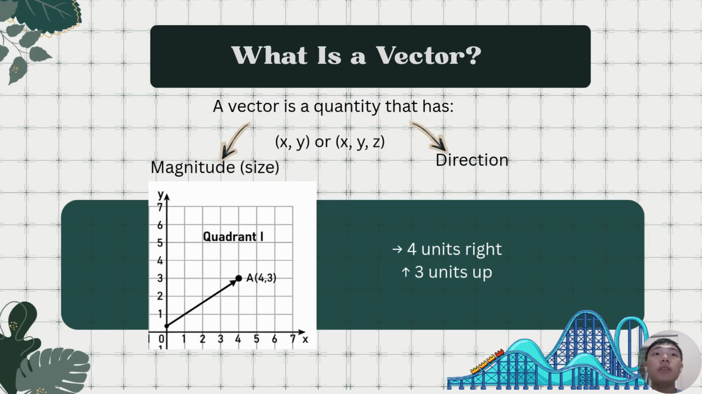Vectors are usually written in coordinate form. In two-dimensional space, a vector is written as (x, y), where x represents horizontal movement and y represents vertical movement. In three-dimensional space, we use (x, y, z), where z represents height. For example, the vector (4, 3) means moving 4 units in the x direction, then 3 units in the y direction. This can be shown as an arrow, where the length represents the magnitude and the direction shows the movement.